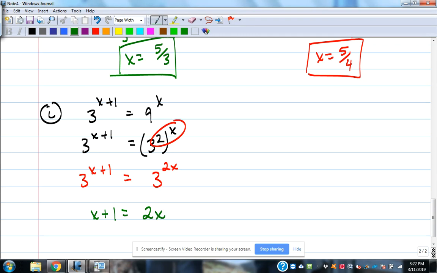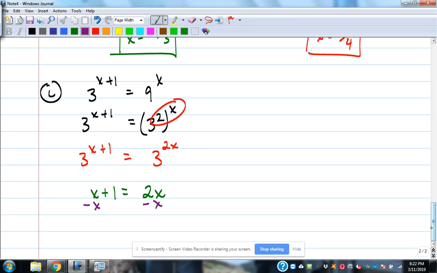The bases are the same. They go away, and you just get the exponent as your equation. Okay. Now we can just get x by itself here. Subtract x. 1 is equal to 2x minus 1x is x. x is equal to 1. Do a tougher one.